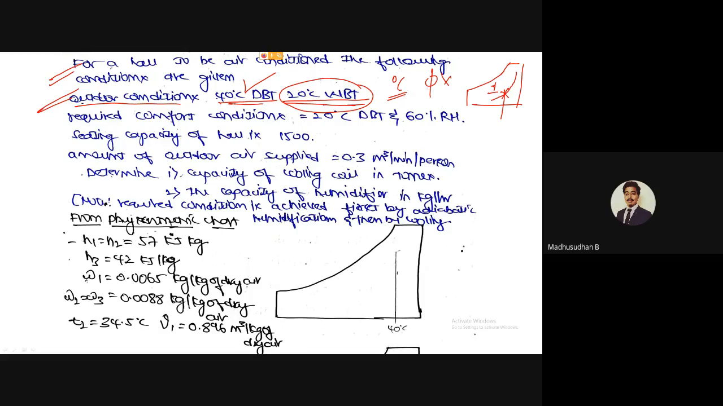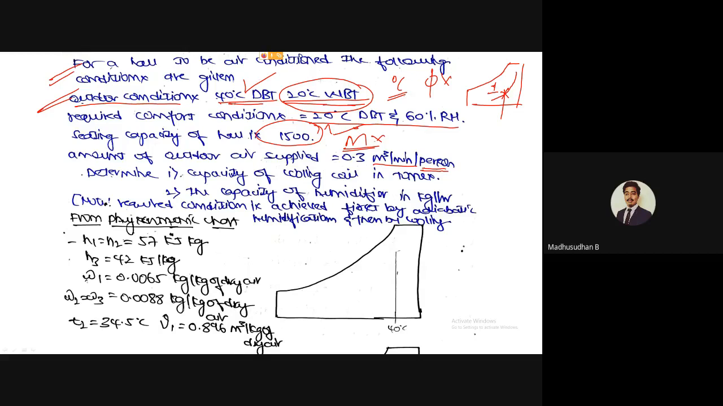Required comfort conditions are 20 degrees Celsius and 60% RH. So this is a regular thing which is being stated. Seating capacity of this particular hall is 1500. Amount of outdoor air supplied: here, see, the mass flow rate of air is not given directly. Check the units. It is meter cube per minute per person. How many persons are there? 1500 persons are there in that particular hall.